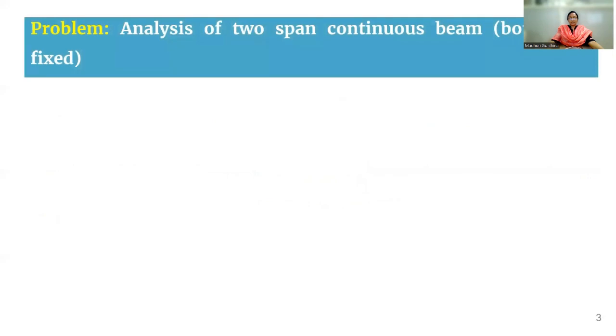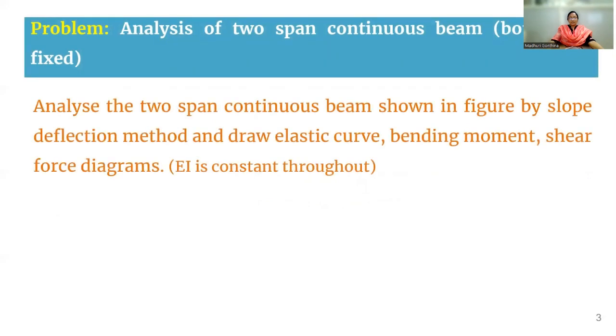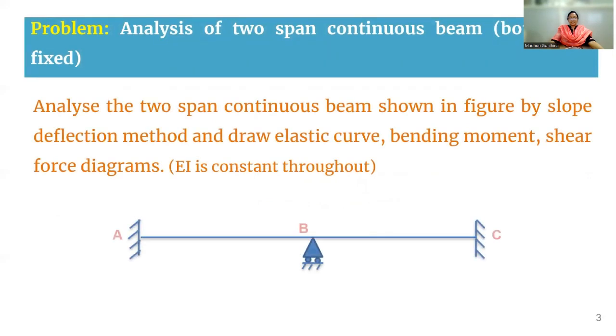Then coming to the problem now. So here we are taking a two-span continuous beam. So here you can see that this is an ABC span. And whereas in AB, you're having an 80 kilonewton point load, which is on a 6 meters length, and it is equidistant at the center, that is 3 meters.